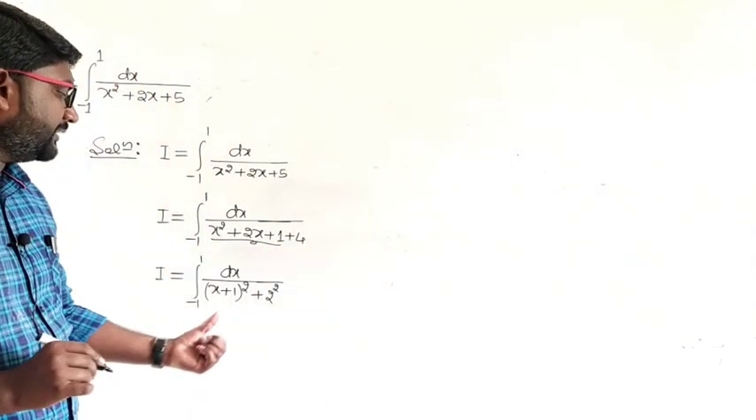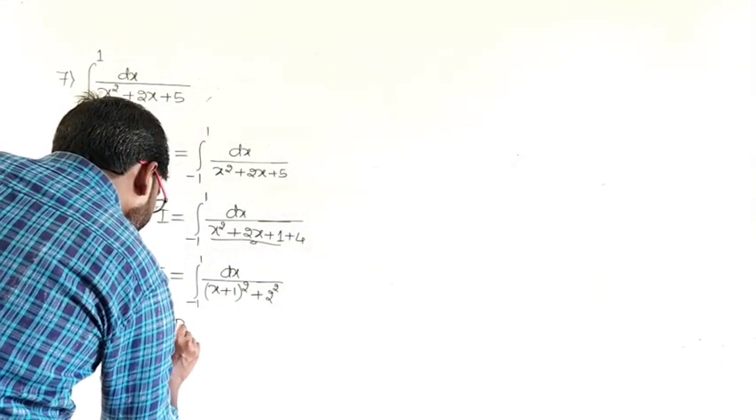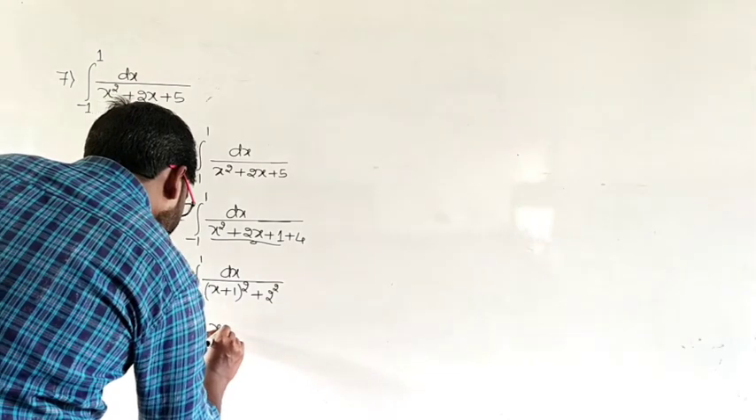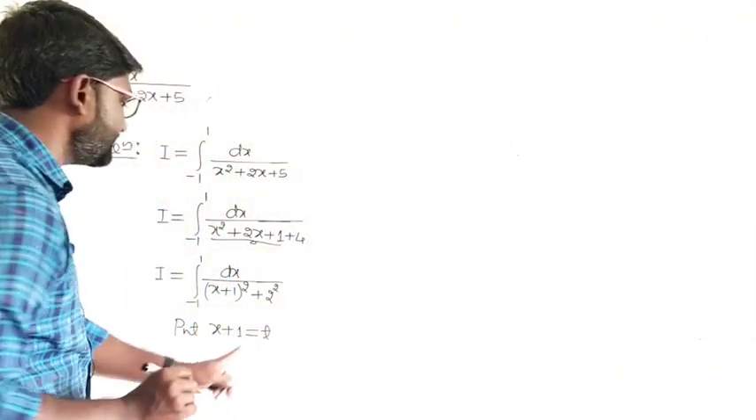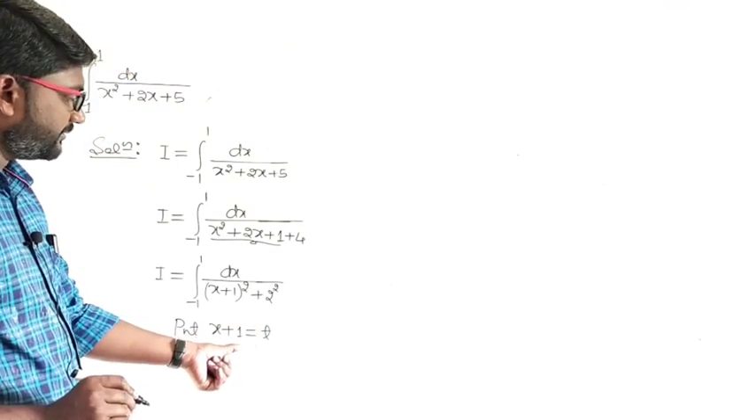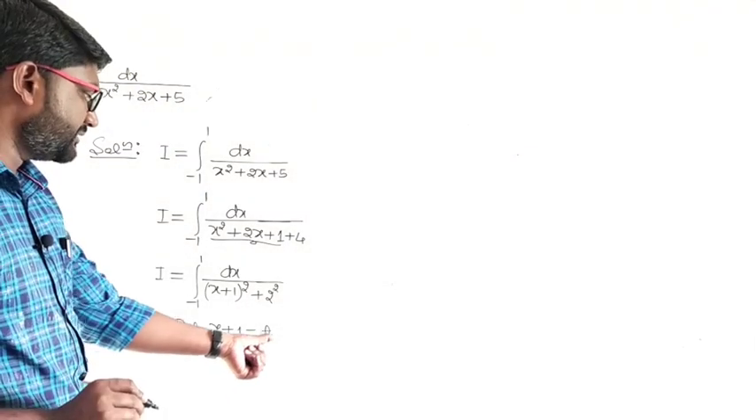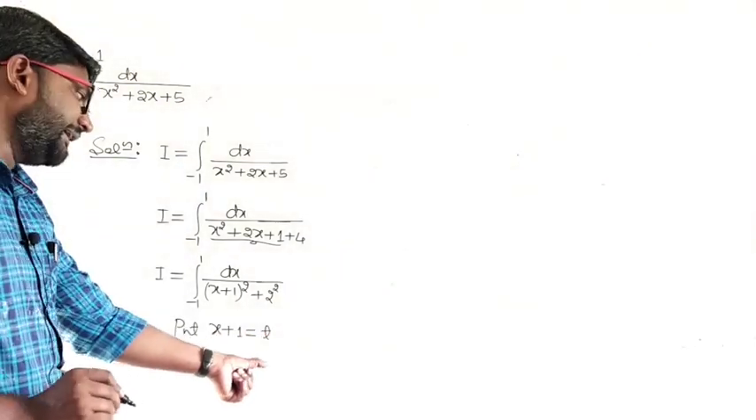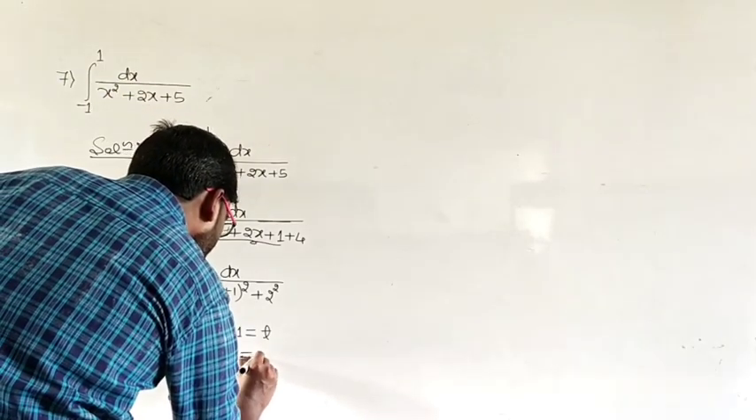Now we have to go for the substitution. Put x plus 1 equal to t. Now differentiate both the sides. Derivative of x will be 1 and derivative of 1 will be 0. So 1 plus 0 it is 1, which is equal to dt by dx. I take dx to the LHS. dx is equal to dt.